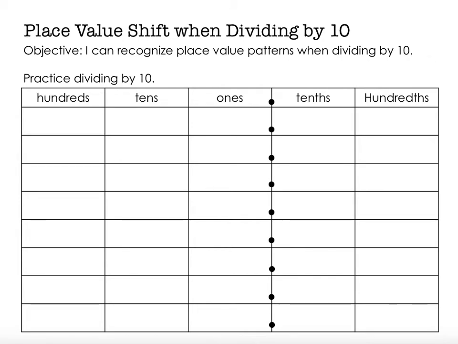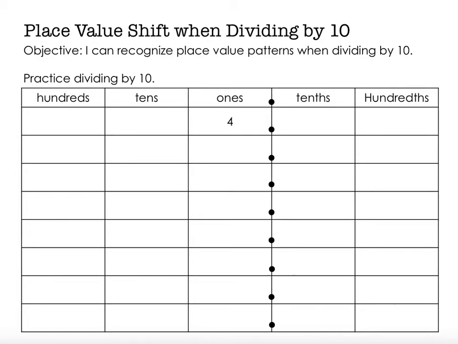We're going to continue our place value understanding by looking at what it looks like when I divide numbers by 10. So our objective says I can recognize place value patterns when dividing by 10. We're going to practice dividing a few numbers by 10 so we can see that pattern.